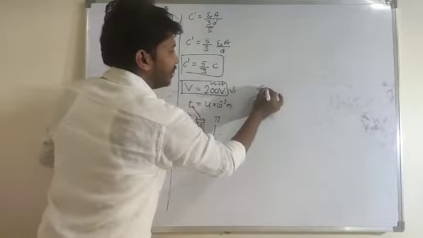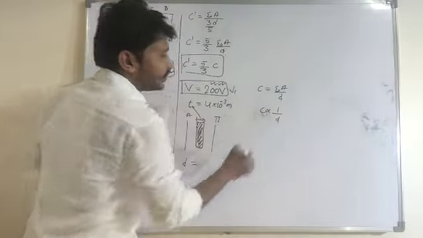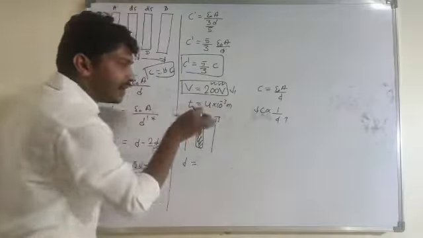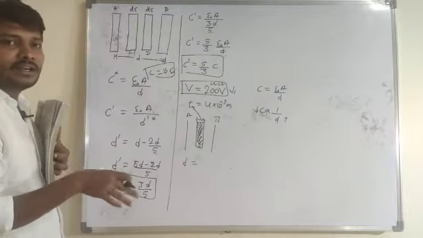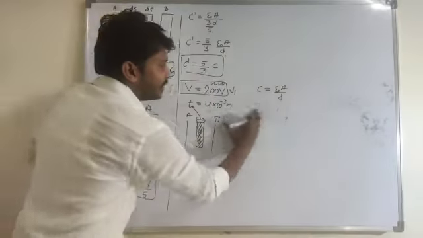Why? Look here, all are interconnected. C is inversely proportional to D. As the distance is increased, the capacitance value will decrease. So what happens here? The capacitance value will decrease, so it will give the same potential value.